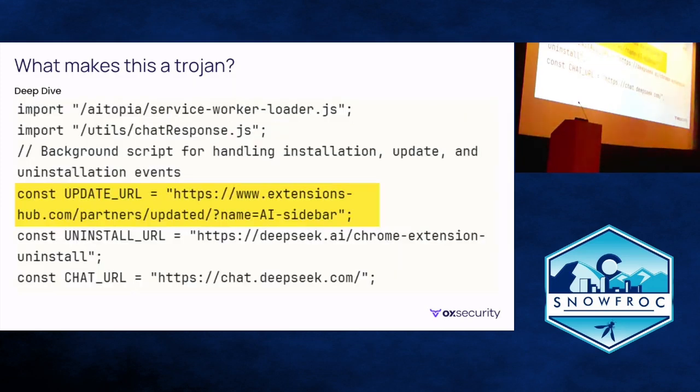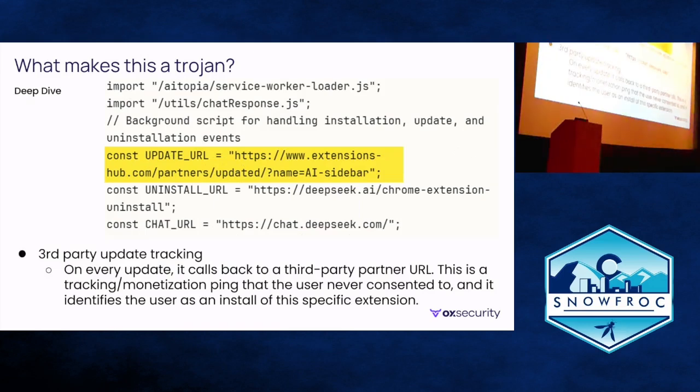When we look at the update URL, what does this mean? Well, third party. On every update, it calls back to a third-party partner. This is actually tracking and looking at monetization to see if they ever consented. Both of these Chrome extensions did this, and you'll see it on the other one.